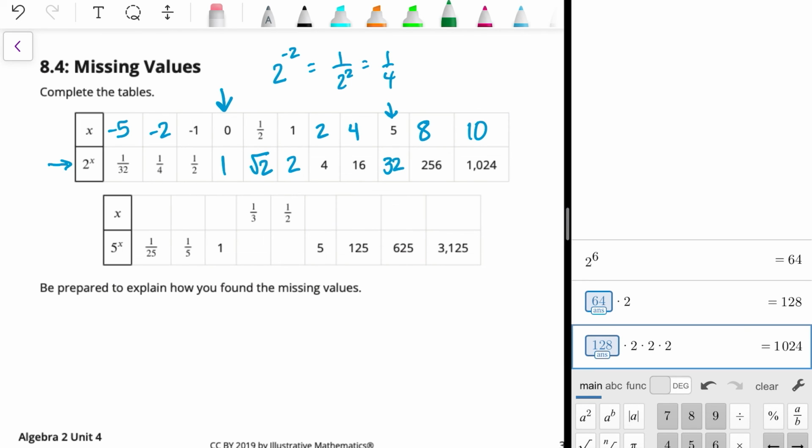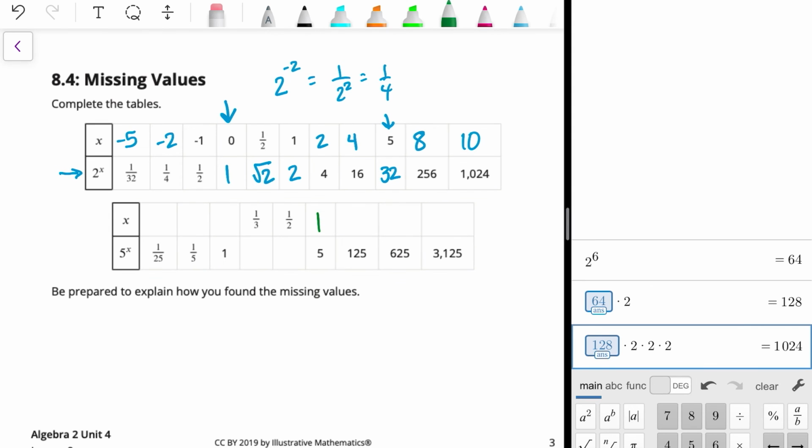So we have x and we have 5 to the x, right? So if we plug in 1, we're going to get 5. And 5 to the 0 gives us 1. So there's our initial value. 5 to the negative 1 gives us 1/5 because that turns it into a fraction. 5 to the negative second gives us 1 over 5 to the second, or 5 squared, which is 1 over 25. So that's a negative 2.